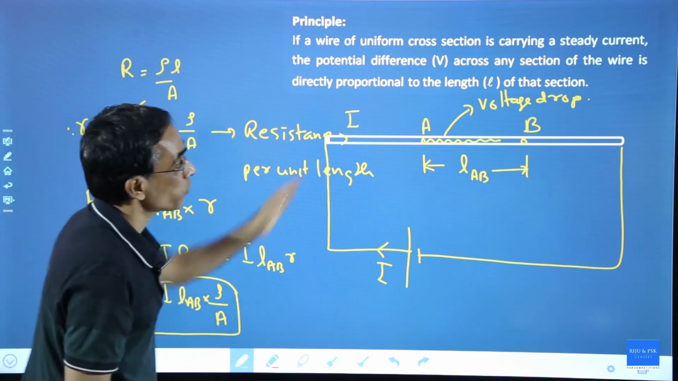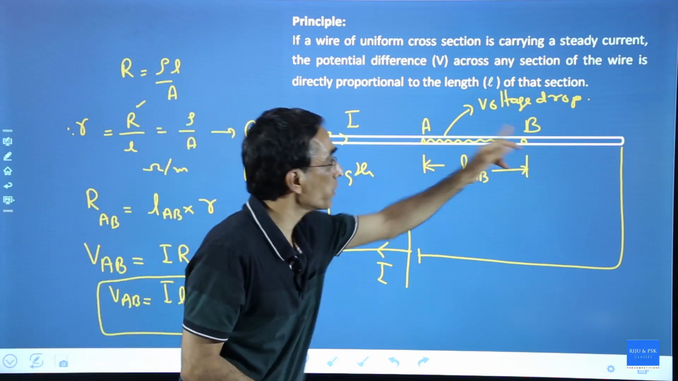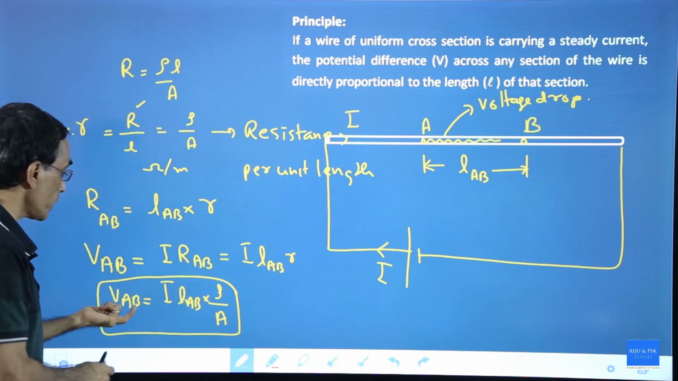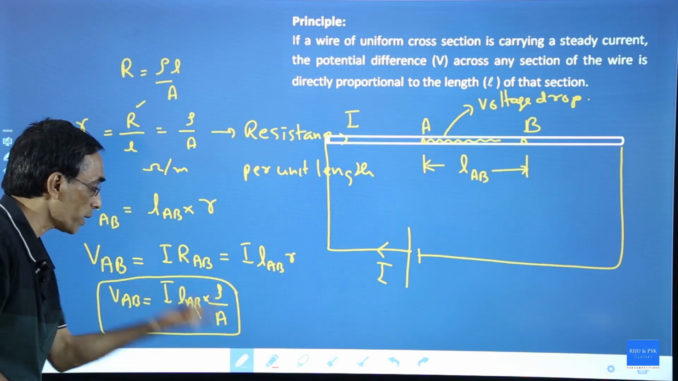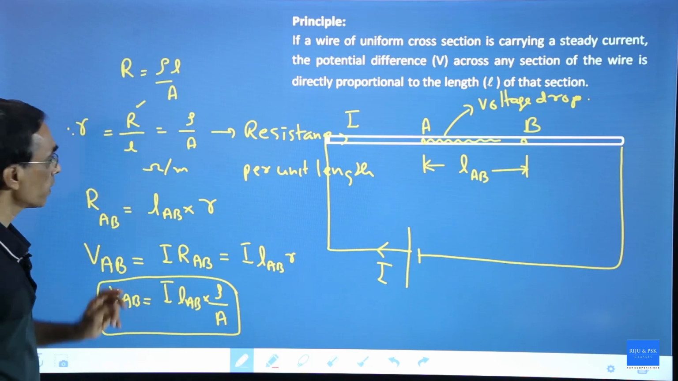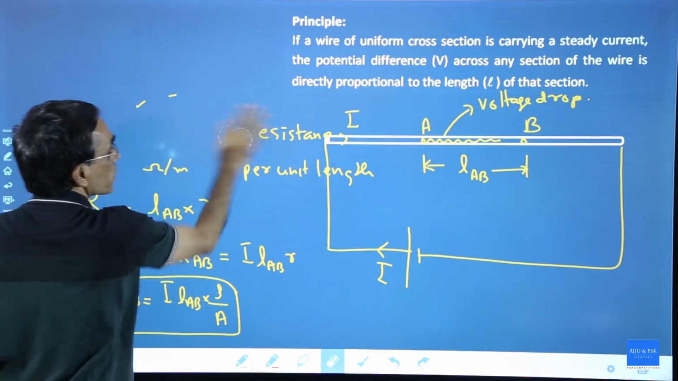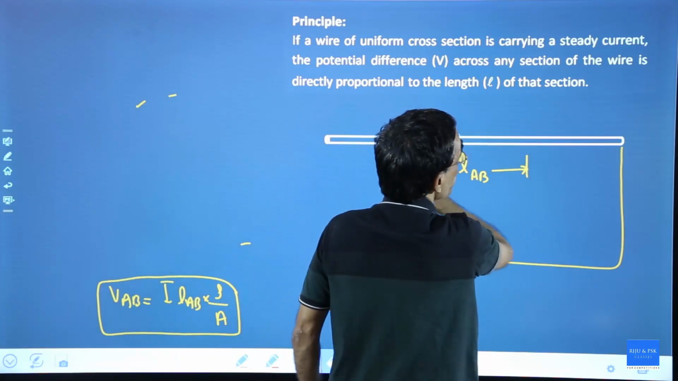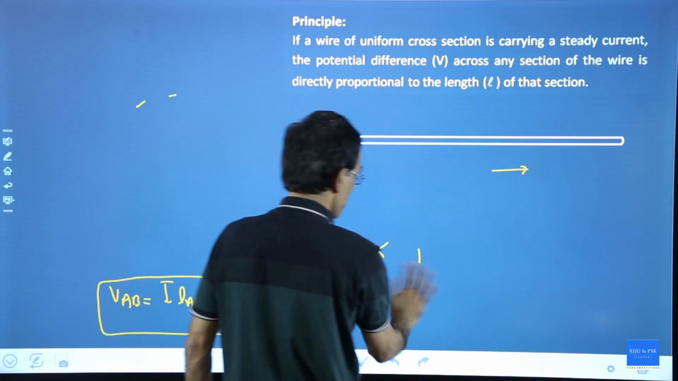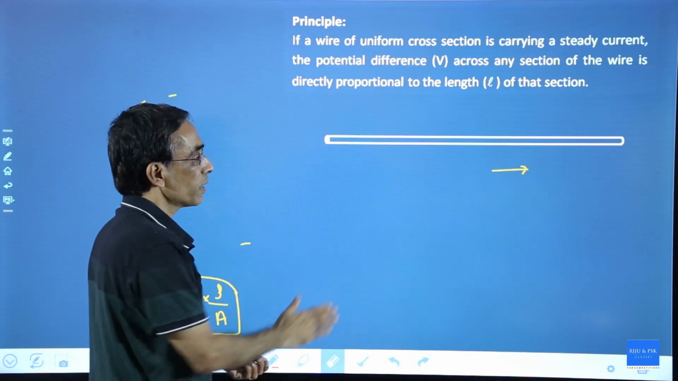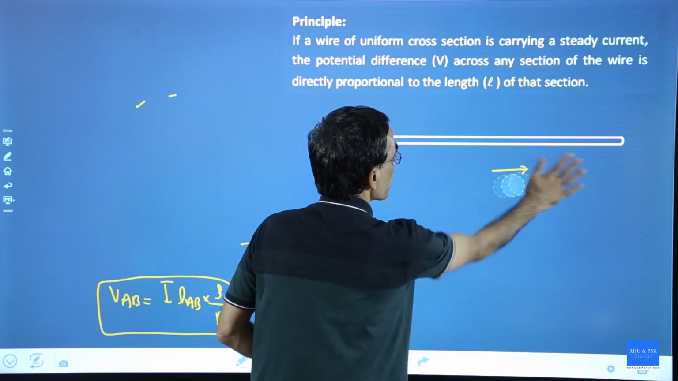And if there is a current flowing, there will be a potential difference between A and B, equal to V_AB equal to I into L_AB into rho by A. Fine. Now, other than this equation in the box, I do not want any other things. This is very, very important to understand.